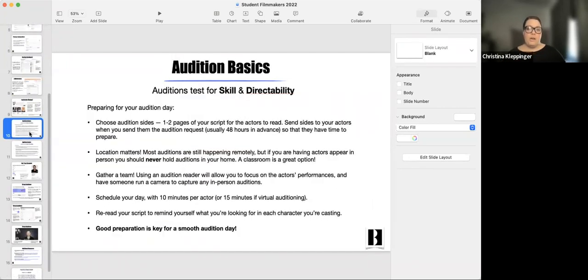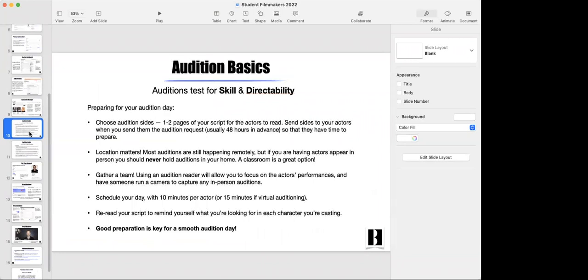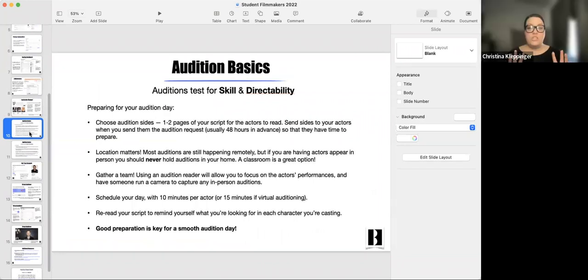As we start to think through auditions, the big thing for you to know is that auditions are testing for skill, talent, are they a good actor or not, and directability and personality. And you need both of those things for a really good, successful on-set experience, right? Skill and directability. And so you want to test for both of those things in your audition.